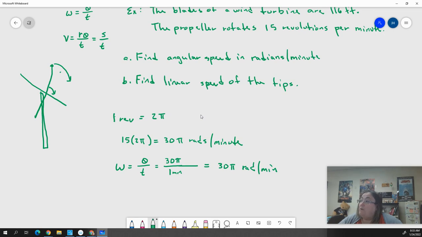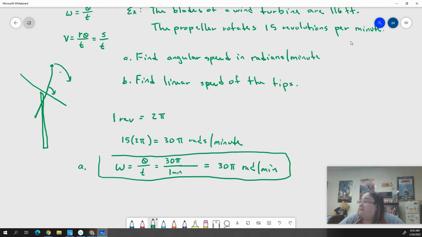How did we find it? Well, we know that it revolves 15 times per minute. The length of one revolution is 2 pi, so we've got 30 pi radians. How often does that happen? Every minute. It kind of gave it to us. All we had to know was that arc length to find out the angular speed on this one. So this is our answer to part A, 30 pi rads per minute.